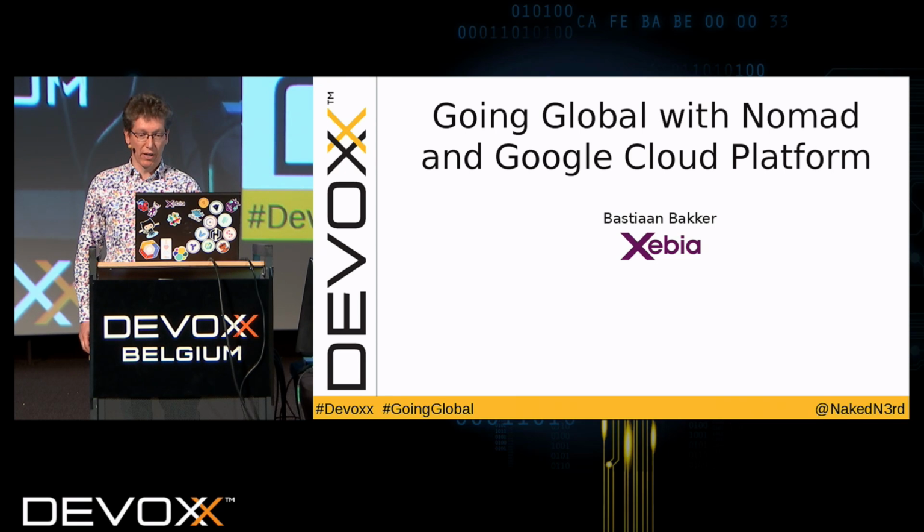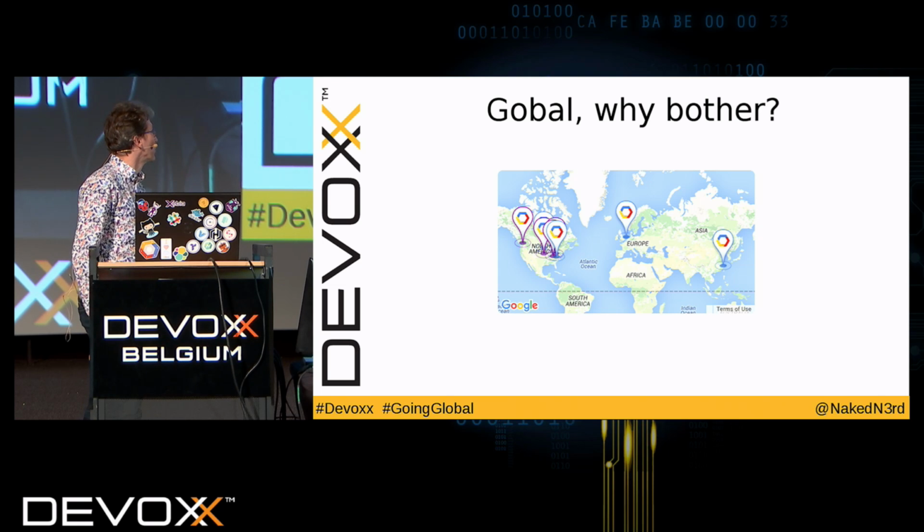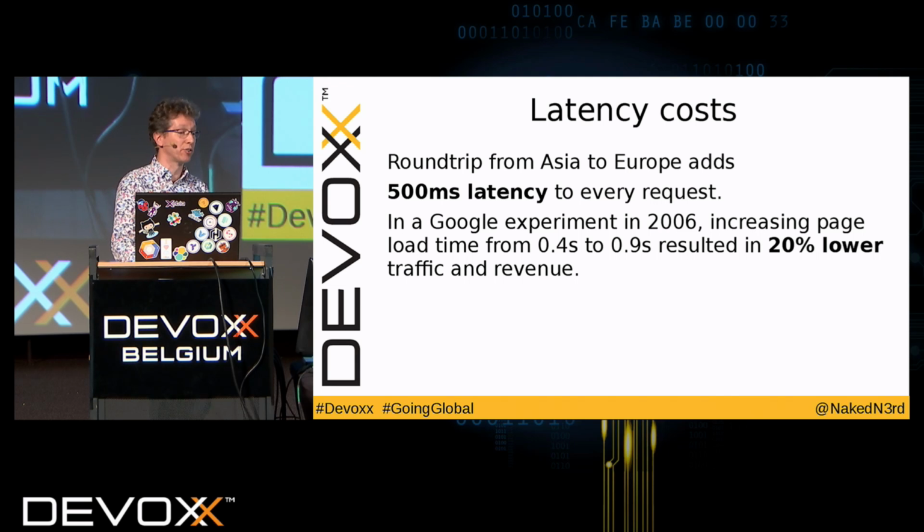So, going global, why bother? Why not just have everything in your own data center, or one of Google or Amazon, and serve everyone from there? Just pick anyone. This is the current list of Google data center locations, and they will be expanded, so plenty to choose from. So for this talk, I'll focus on two benefits of having a globalized experience. And the first one is latency.